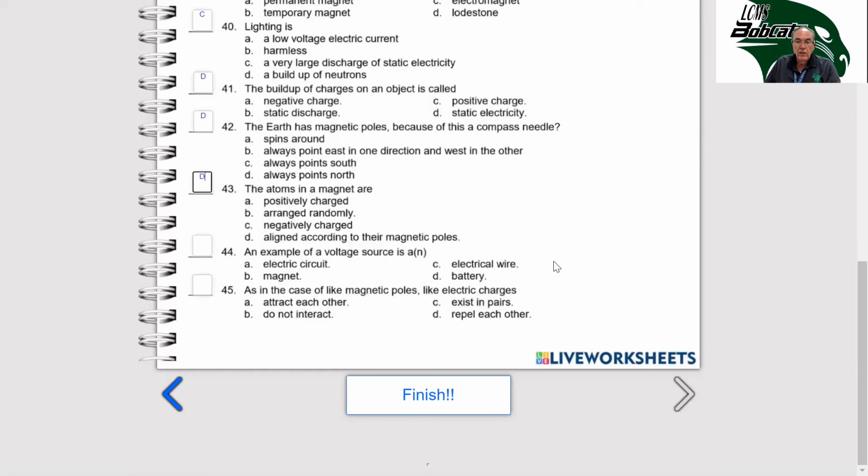An example of a voltage source, we said that's where the electricity comes from. The circuit is what it goes through. A magnet, if you move it in a current carrying wire, still you can make electric current, but that's not a source of voltage. An electric wire or a battery. A battery, that's why they call them like 9-volt batteries. Okay. As in the case of like magnetic poles, like charges repel. So it's D. Charges repel.